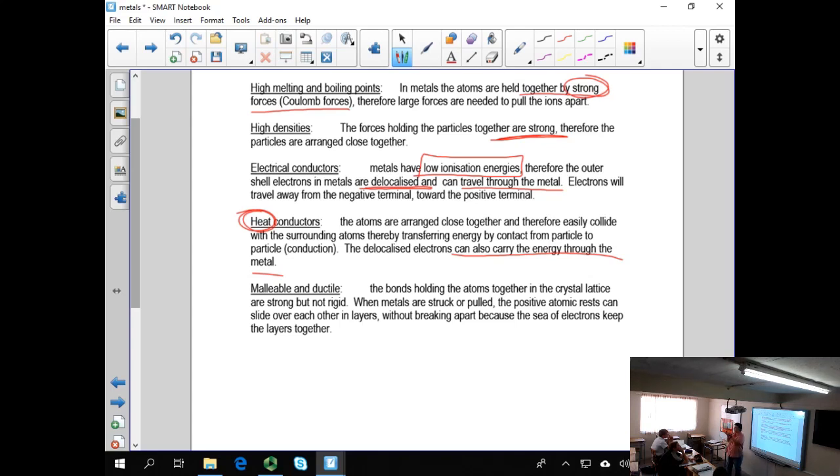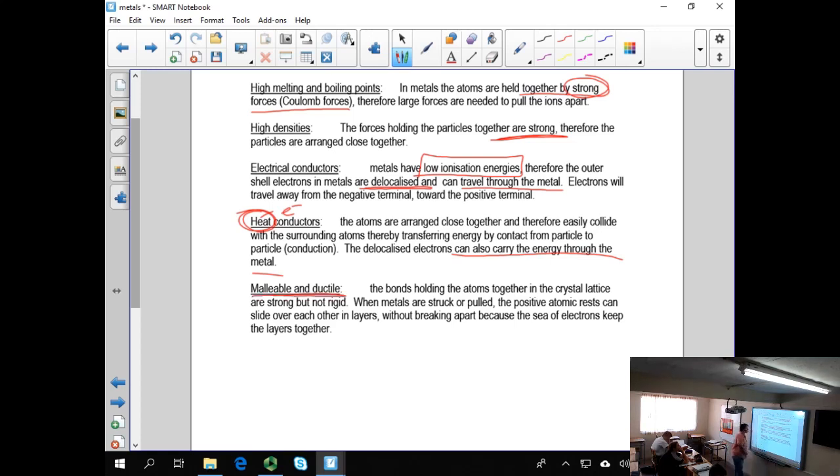They aren't stuck around in the outer shell. They are removed from the outer shell. Okay. So these delocalized electrons also play a role. They also go bumping into the positive atomic rests, and that also transfers energy. Okay. So both heat conductivity and electrical conductivity are due to the delocalized electrons that can move. The heat conduction is very good in metals because the positive atomic rests can vibrate and transfer the energy by conduction, direct contact, and the electrons can also move and carry the energy.